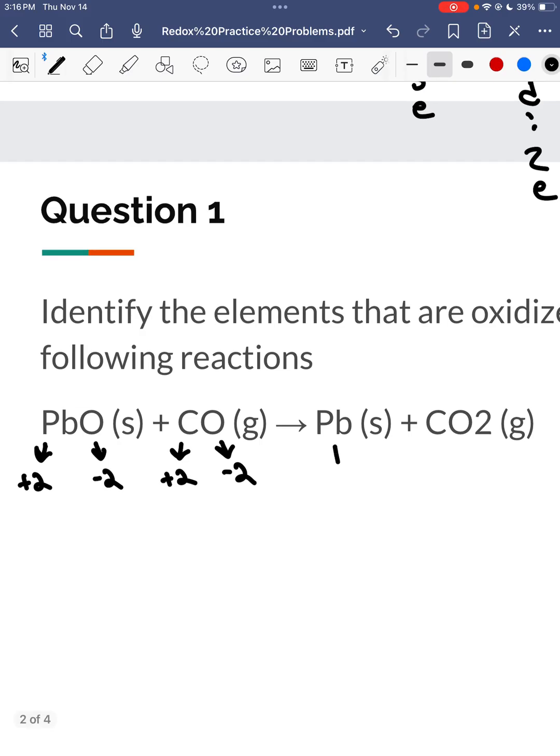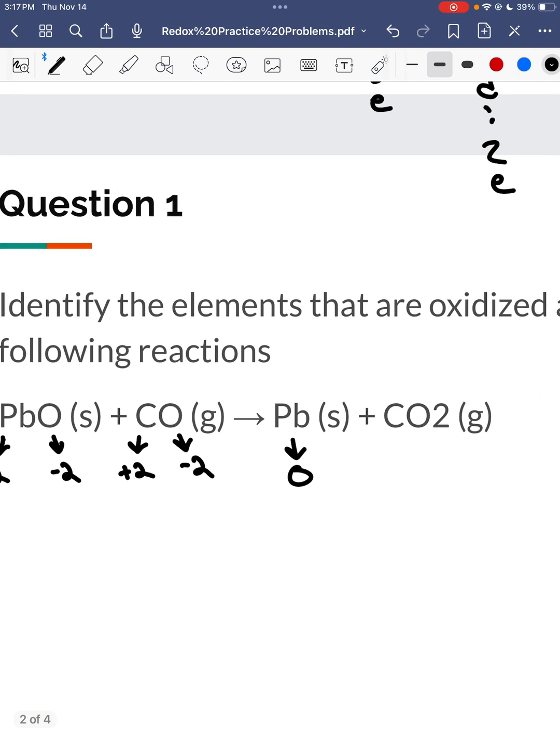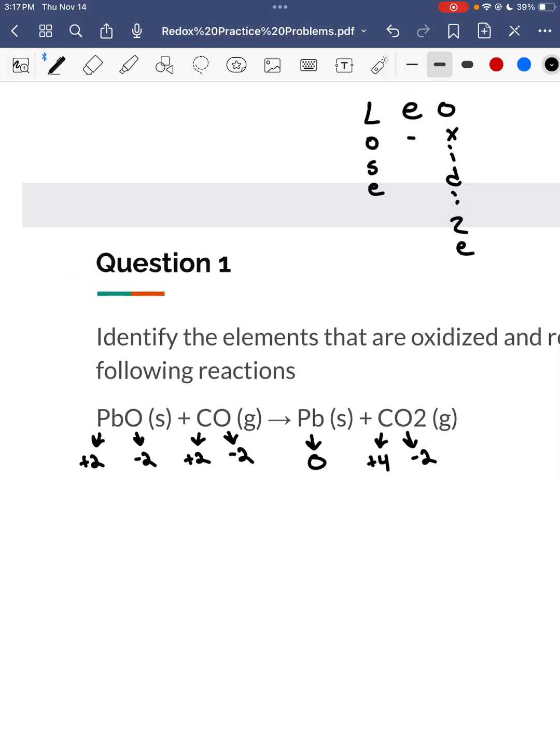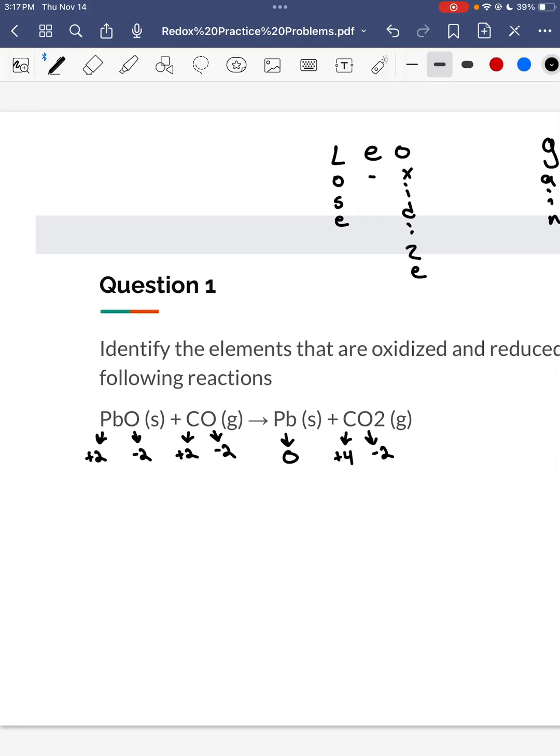Now we move into elemental lead. Elemental lead is going to have an oxidation state of 0 because all elemental things do. And then our oxygen, again -2, but this time there are 2 of them, and since carbon dioxide is uncharged, the carbon must have an oxidation state of +4.